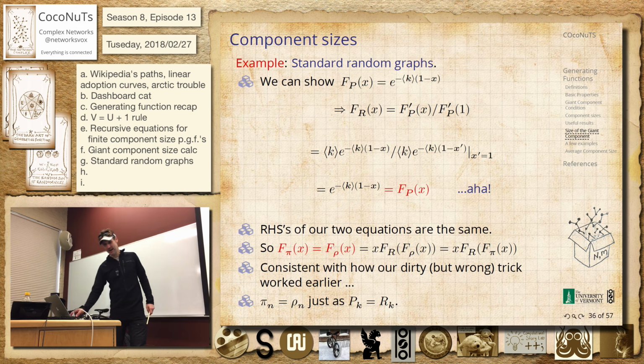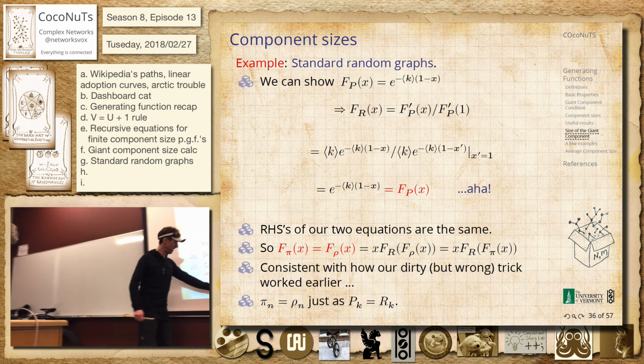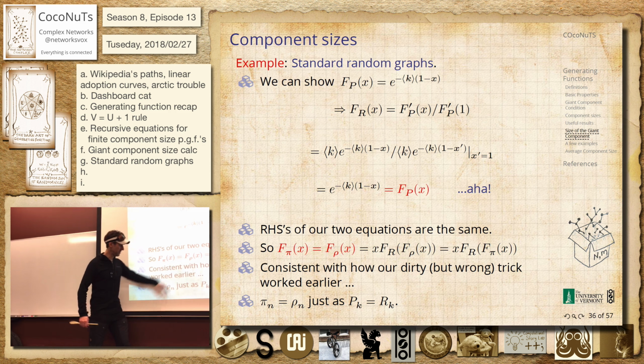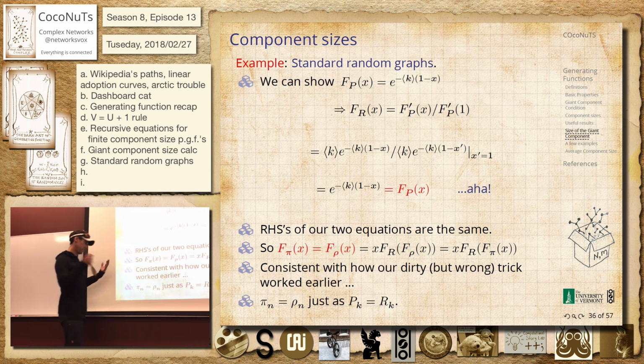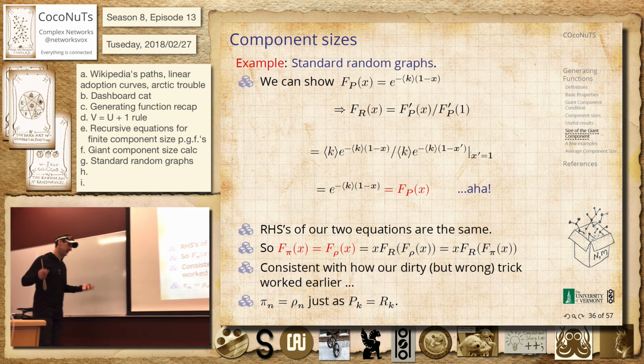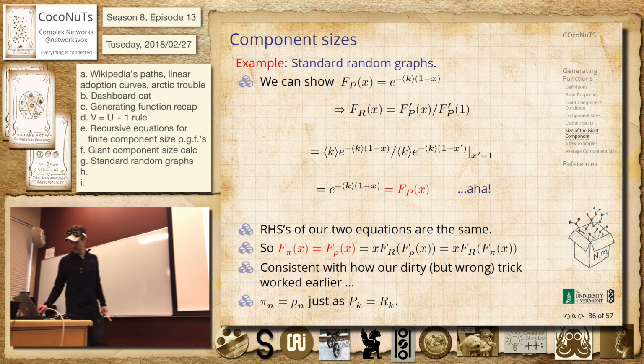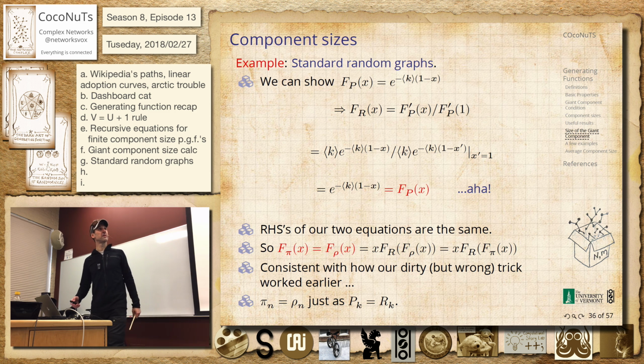Okay, so ultimately we end up with this: pi n is equal to rho n, just as p_k is equal to r_k. So again, very important mathematically and so on, but these distributions don't really exist.